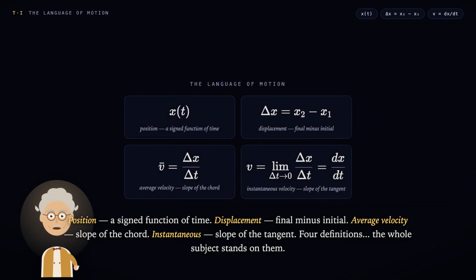Position, assigned function of time. Displacement, final minus initial. Average velocity, slope of the chord. Instantaneous velocity, slope of the tangent. Four definitions. The whole subject stands on them.